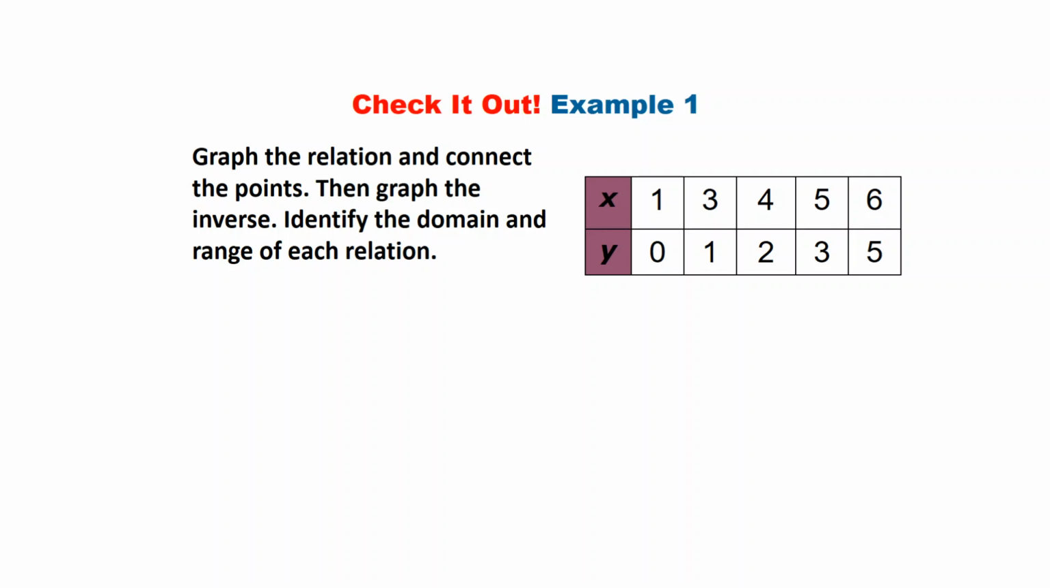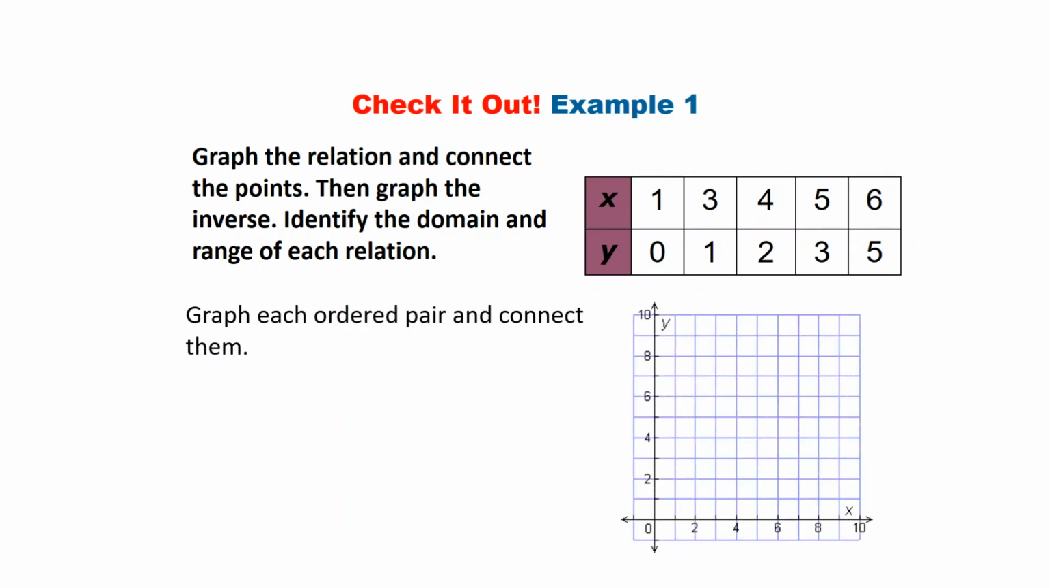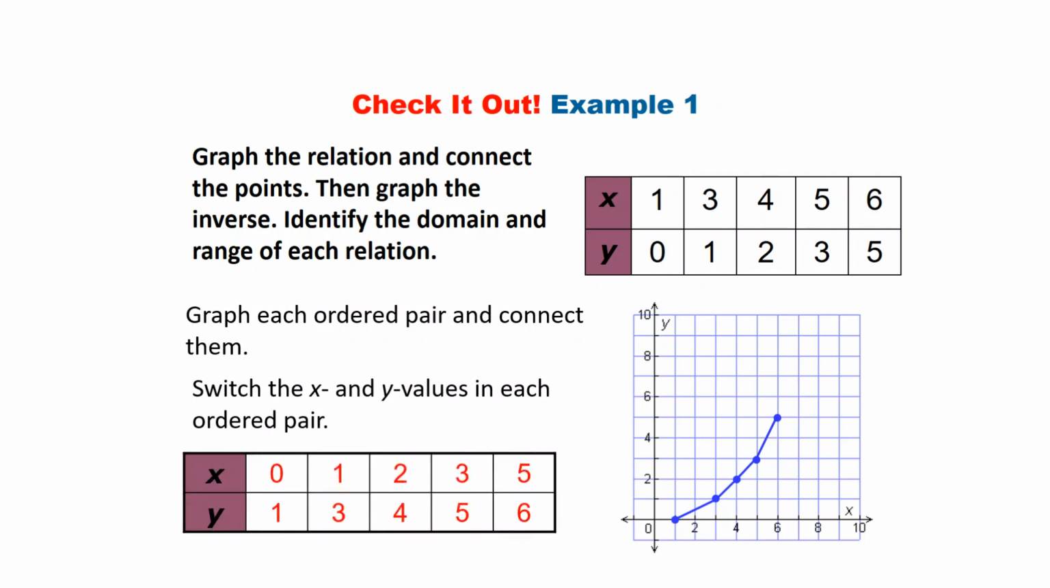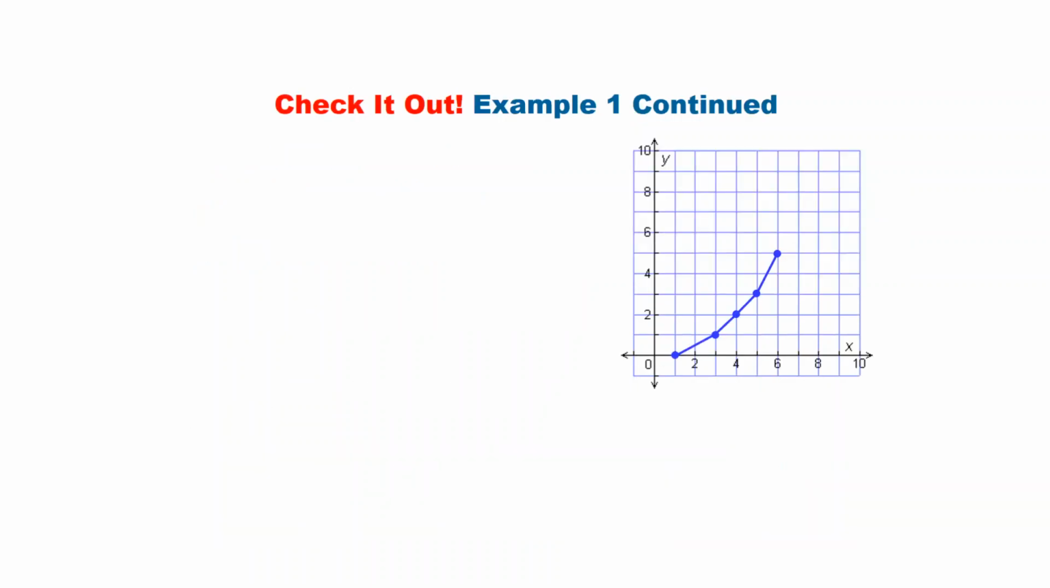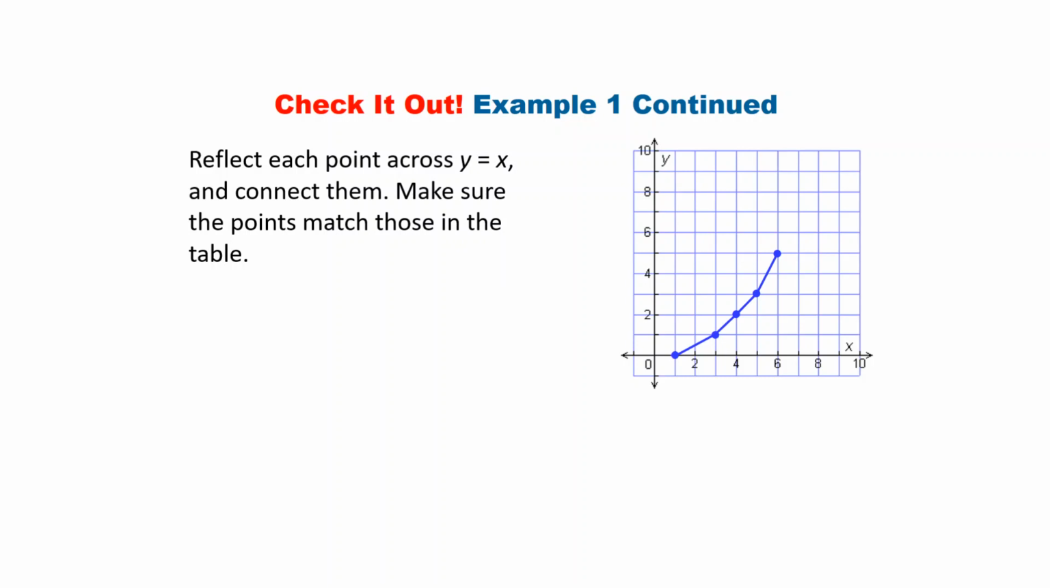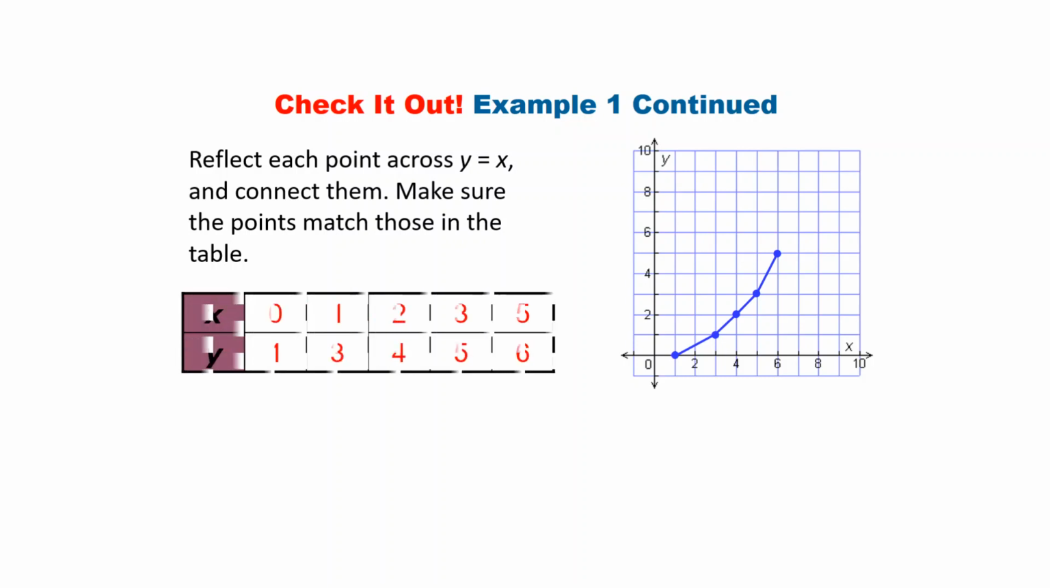Okay, in this one, once again, we're going to start out and graph each ordered pair. Here they are. So there's all of our points, and then we connect them together. Next, we're going to switch our x and y values. So now our (1, 0) becomes (0, 1), and so on. Now we're going to turn the page. Here we're going to reflect them across our y equals x line.